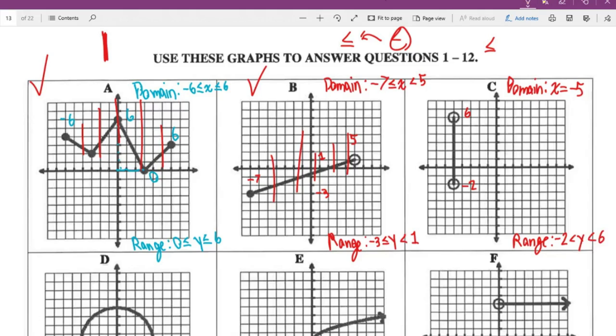And finally, our vertical line test reveals that it does touch at more than one point. It touches right here at this point, right here. So at multiple points. So this is not a function. So let's scroll down a bit.